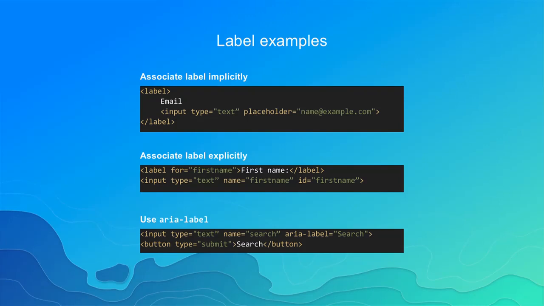The second example, we use for to associate the label with its input. So you can see right here, we use for and tell it this label is for this first name field. And then the third option is maybe useful in cases where you don't have a label that you want to display on the screen. So the JavaScript API search widget is an example of this.